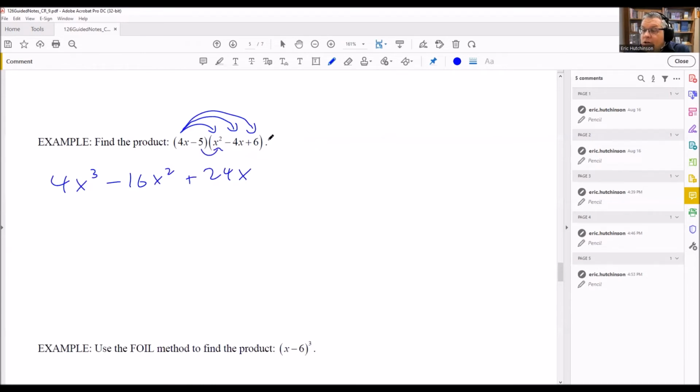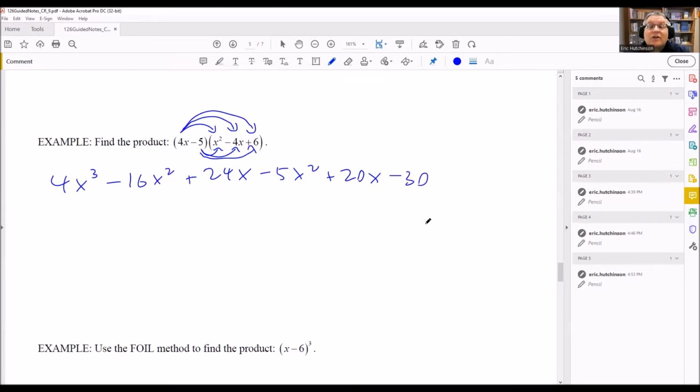Now we're going to do the inner terms. Negative 5 times x squared is negative 5x squared. Negative 5 times negative 4x is positive 20x. And that's going to be a positive because you have a negative and a negative. Then we're going to do negative 5 times 6 is negative 30.